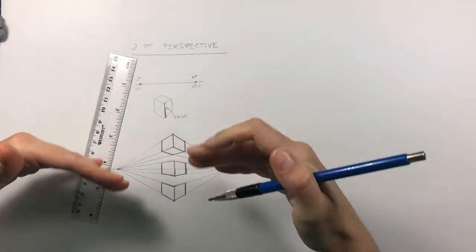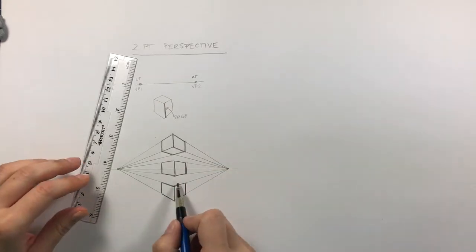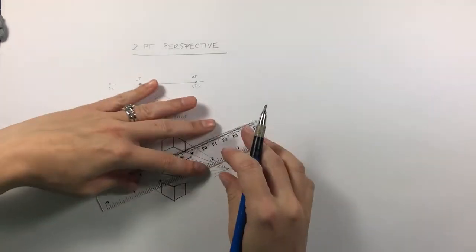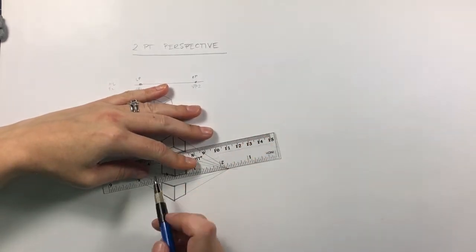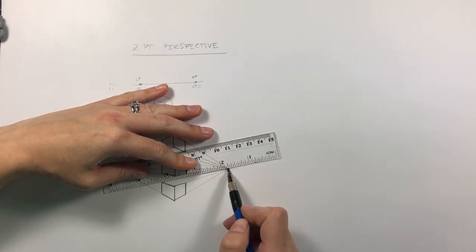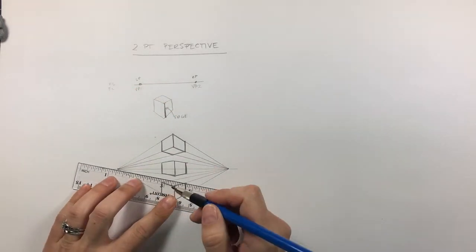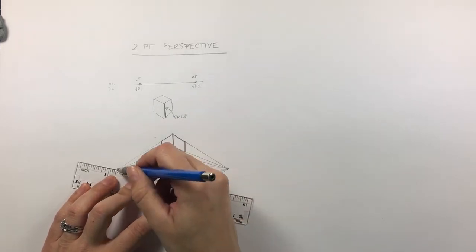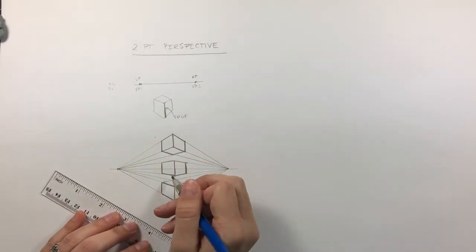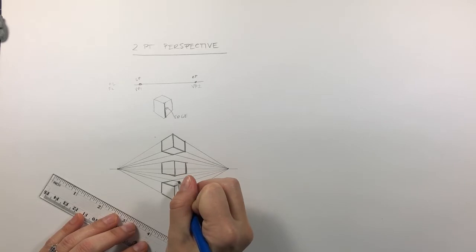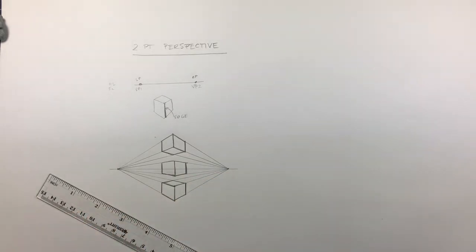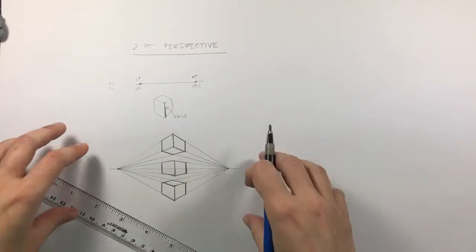Now, because this is below the horizon line, we're going to see the top of the box. So we're essentially doing the same thing we did up there. Find where this corner is, because this corner will go back. And then this corner will go back. And there we go. We can now see the top of our cube. And this is how two-point perspective works.